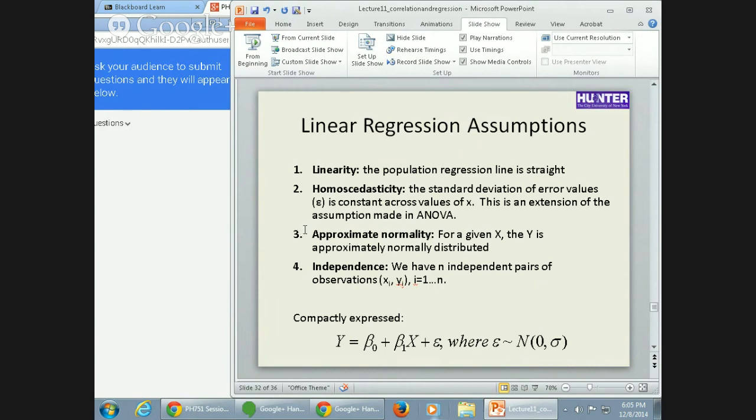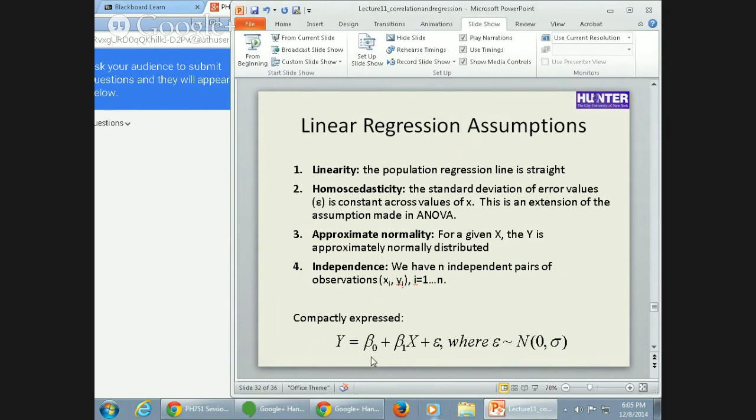The normality assumption here is dependent on X. So again, for a given X, Y are normally distributed. You can also think of that in terms of the residuals. The residuals are normally distributed.